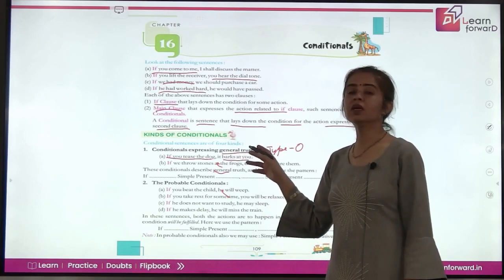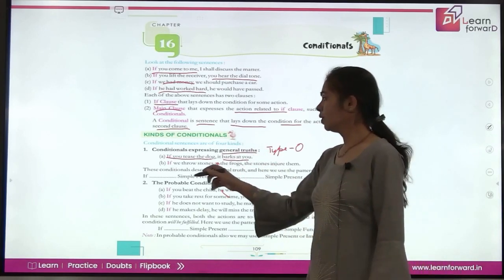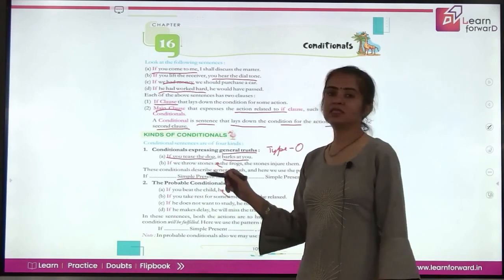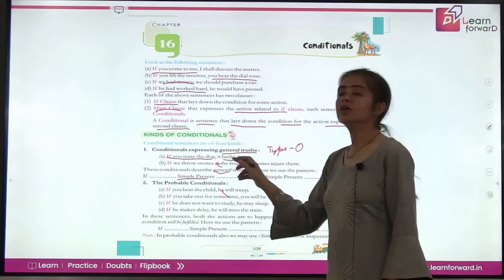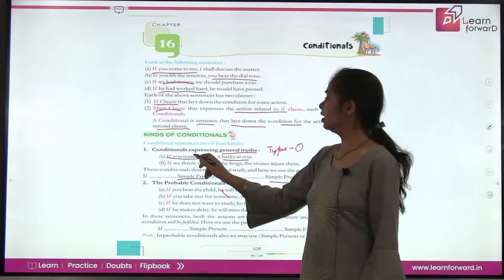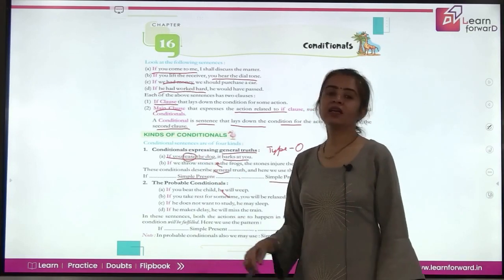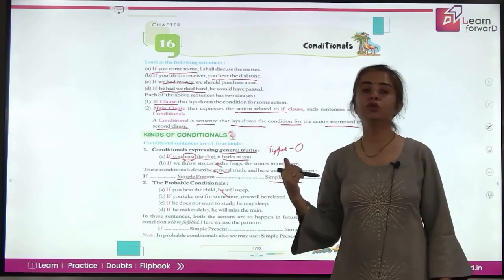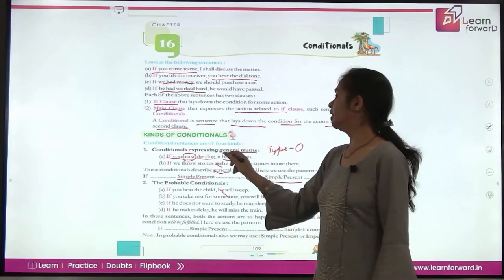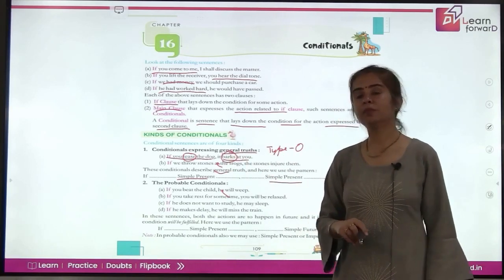Now we'll be learning about the verb structure here. How do you write? With the if clause, you use the simple present tense, and with the main clause, you again use the simple present tense. See here, if you tease, and if you change the subject you to she, it becomes if she teases, right? And it barks, again simple present tense.